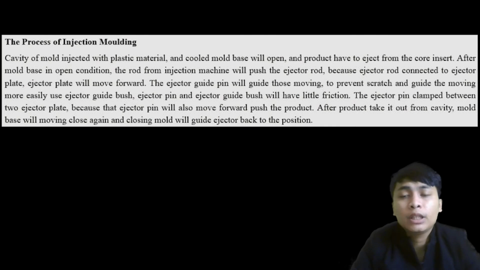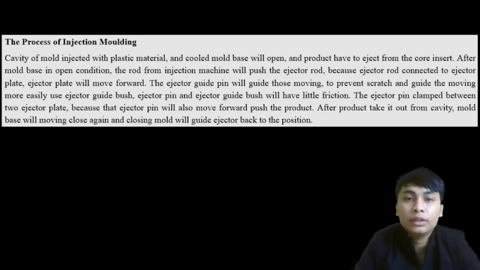Now I am going to present the discussion for our project. Okay, the first one is about the process of injection molding. The cavity of the mold is injected with plastic material, then the mold base will open and the product has to be ejected from the core. After the mold base is open, the rod from the injection machine will push the ejector rod. Because the ejector rod is connected to the ejector plate, it will move forward. The ejector guide pin will guide the movement to prevent scratches and make the movement easier.